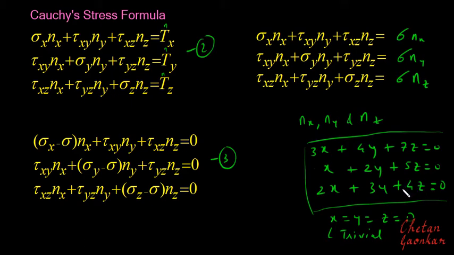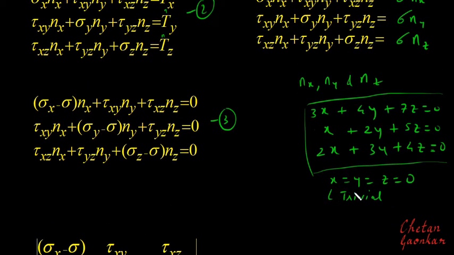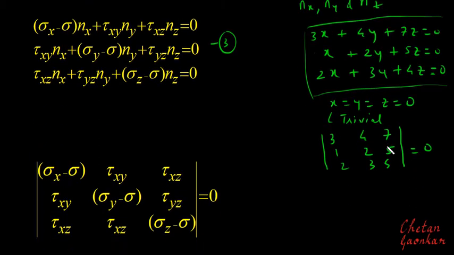Then what is the other way to determine a non-trivial solution? In that case, we can take the determinant of all these coefficients, like 3, 4, 7, 1, 2, 5, 2, 3, 4, and if we equate it to 0, we can find a solution which will be of much importance, very useful later on. The same approach we will use here in order to find nx, ny and nz, the values of the direction cosines.